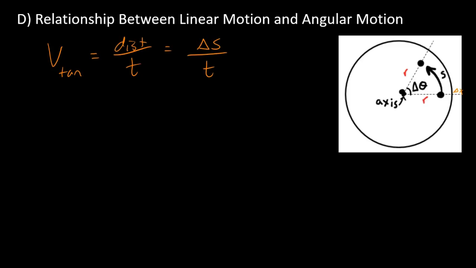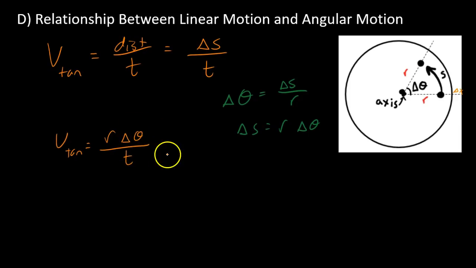Oh, but wait a minute. From a little earlier on, we defined theta as being s over r. Excuse me, s divided by r. Well, that means that delta theta is delta s over r, because r would be constant. So delta s is equal to r times delta theta. Let me plug this in right here. V tangential is equal to r times delta theta divided by t. What's delta theta over t? That's omega. So V tangential is omega times r.